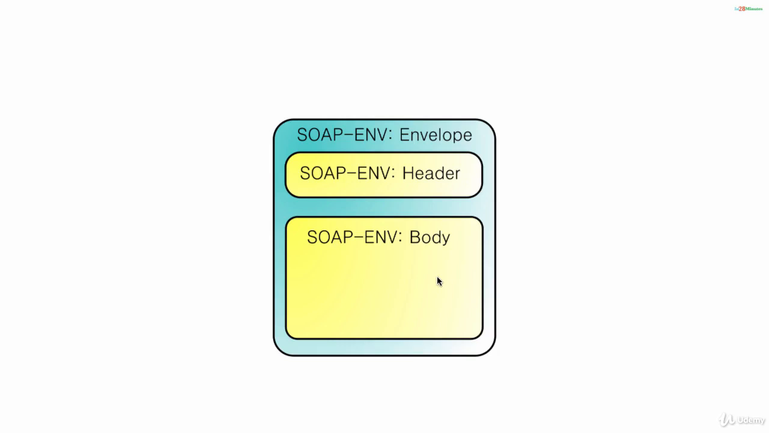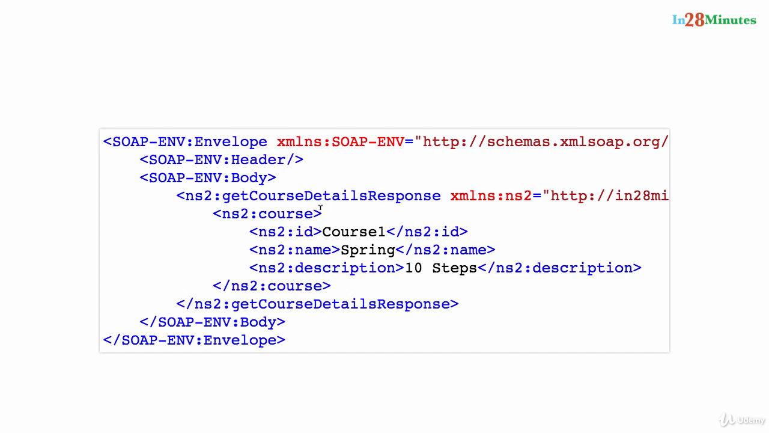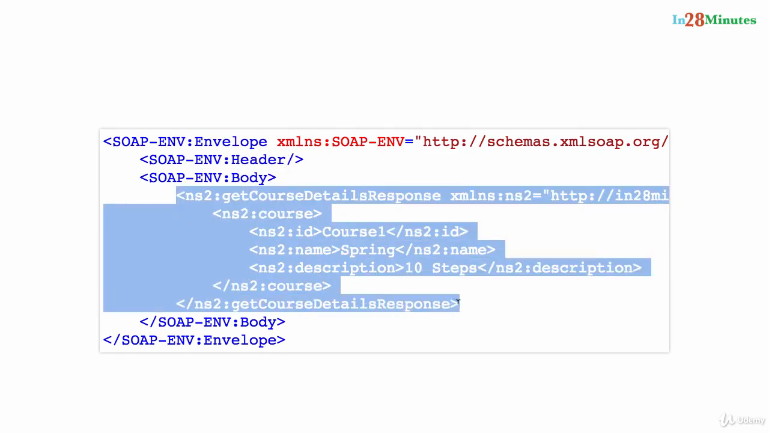So if you are actually saying you are creating a SOAP web service, then you have to adhere to this request and response format. You should use a SOAP envelope with a header and a body in the request and the response. So if you're using SOAP web services, then Facebook and To-Do application have to communicate using a SOAP XML request and a SOAP XML response. An example response is shown in here. So you have a SOAP envelope, you have a header. Here the header is empty. You have a body with the content of the response.